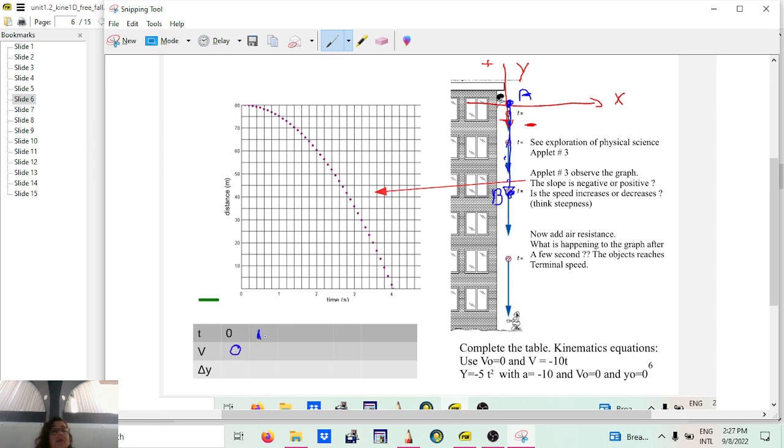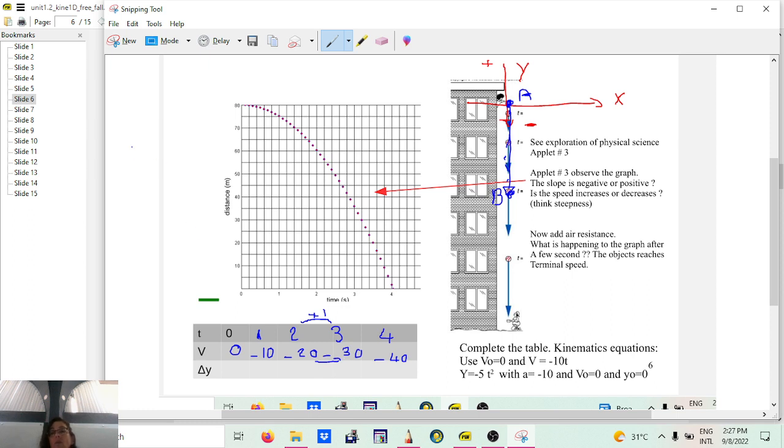At 1 second, what's the velocity? Negative 10. So it's speeding up at a rate of 10 meters per second. So it's going faster by 10 every second. At 2 seconds, how fast it's going? Negative 20. At 3 seconds? Negative 30. At 4 seconds? Negative 40. You have a line here, because for each step in one, you are changing the speed by the same amount, by negative 10.